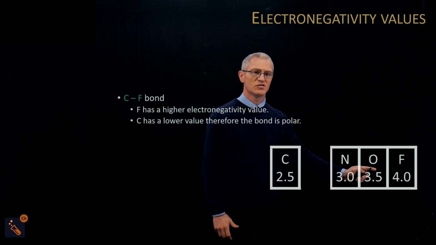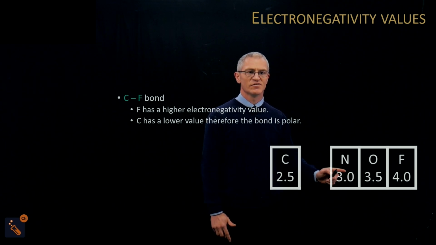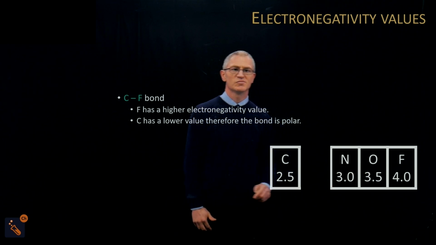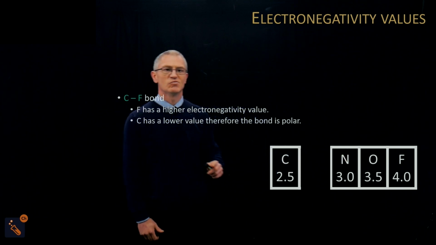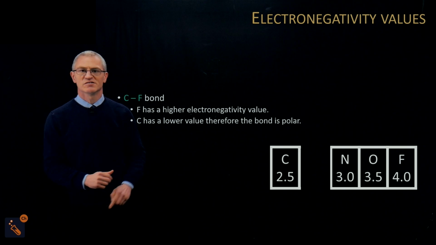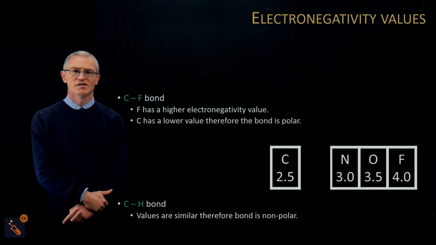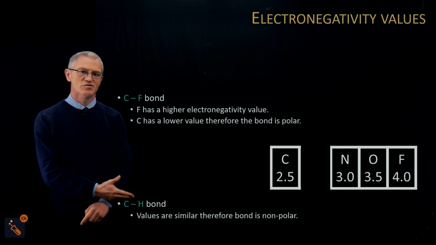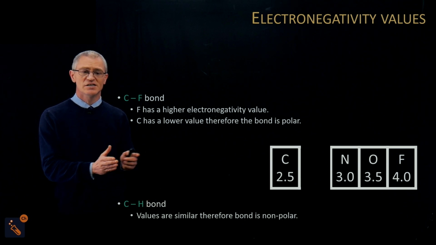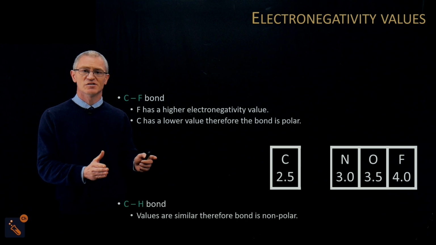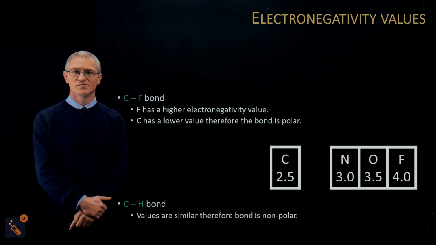So these, N, O, or F, attract a pair of electrons in a covalent bond and pull them towards themselves. So if any one of N, O or F is bonded to C, it will be polar, there will be delta minus and delta plus. The opposite of that is a carbon-hydrogen bond. A carbon-hydrogen bond, the values are similar, therefore the bond is non-polar. Neither of the atoms are pulling the electrons towards themselves.